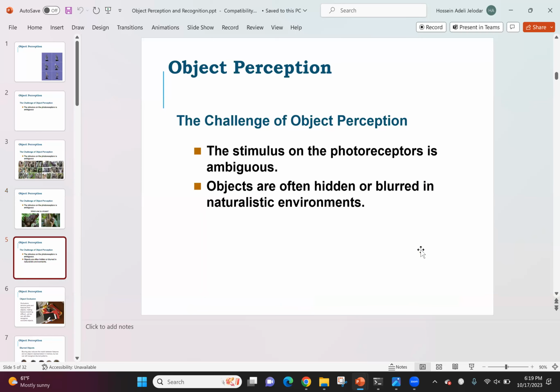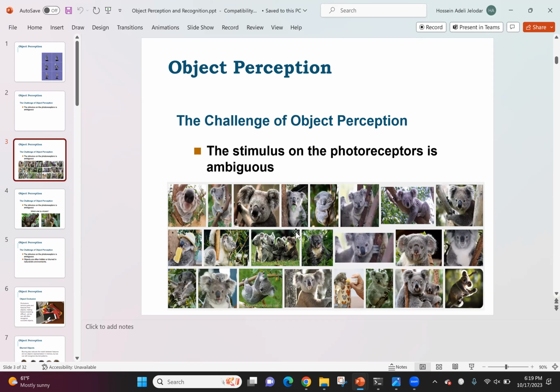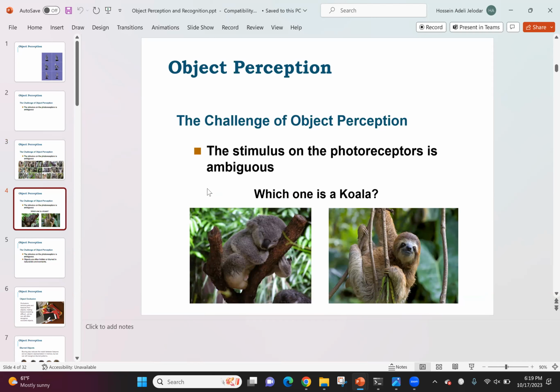So what makes these representations ambiguous? A lot of the time, visual input and objects are hidden or blurred. In the example I'm showing you here, in any of these images, you don't see the entirety of the object. Here, maybe you see the entirety of the object, but in this case it's a baby koala and you see only the head and part of the hand. In other examples, you see part of the objects. That makes object recognition very difficult, right?